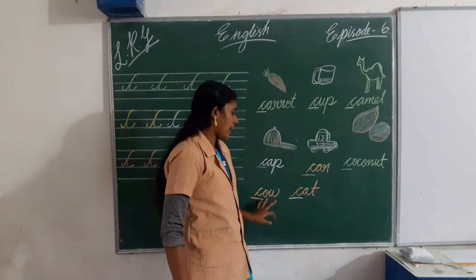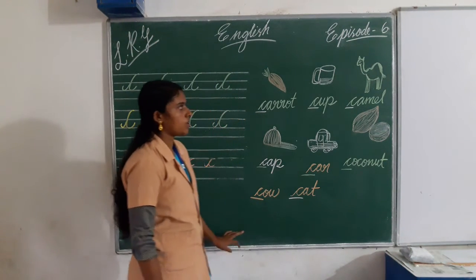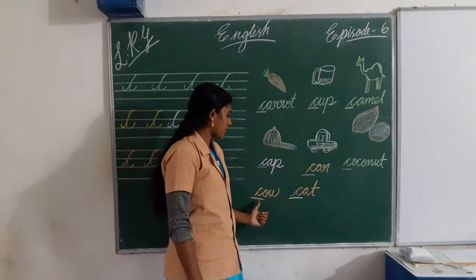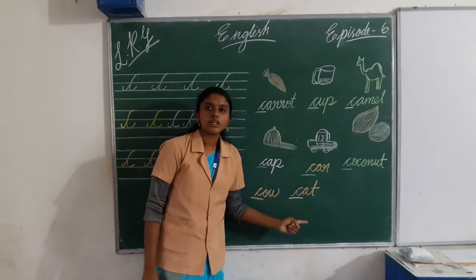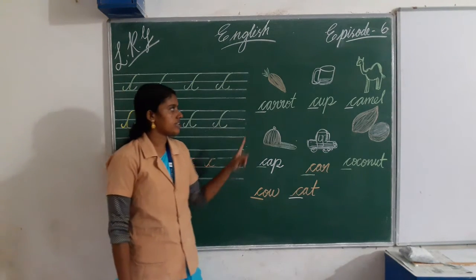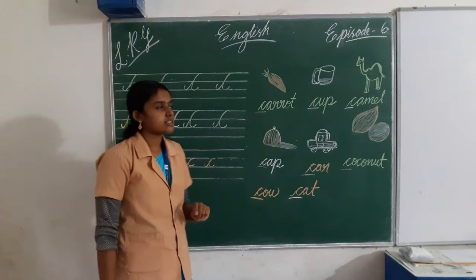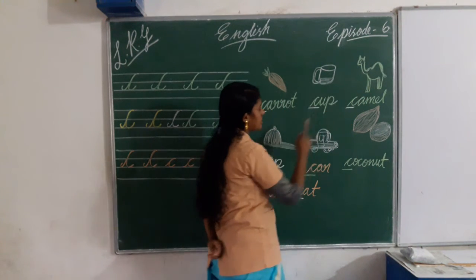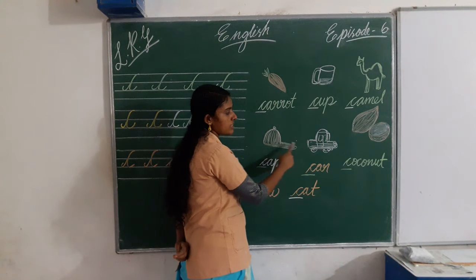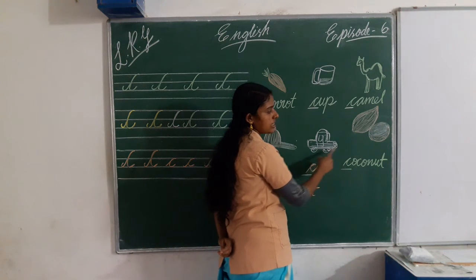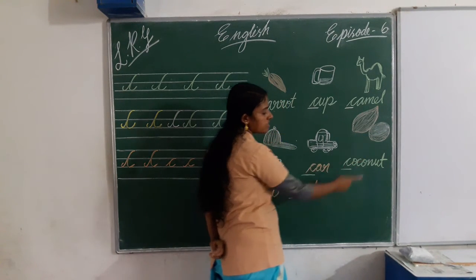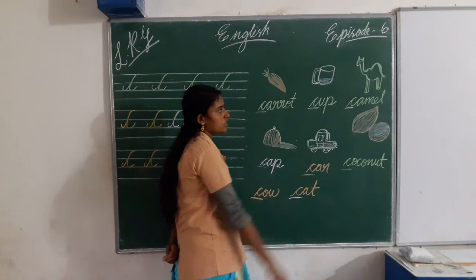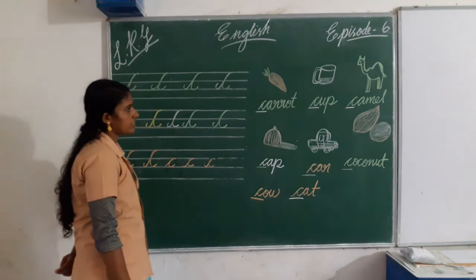C. C for cat. C for cow. Once again, C for carrot. C for cup. C for camel. C for cat. C for car. C for coconut. C for cow. C for cat. Okay. Next one.